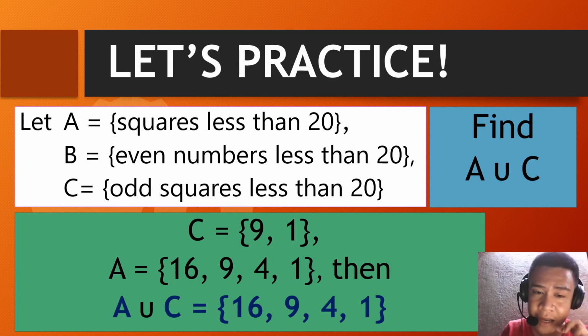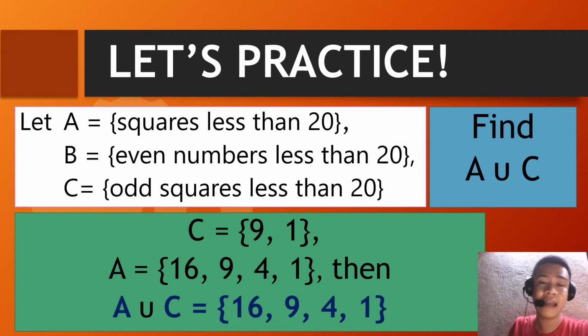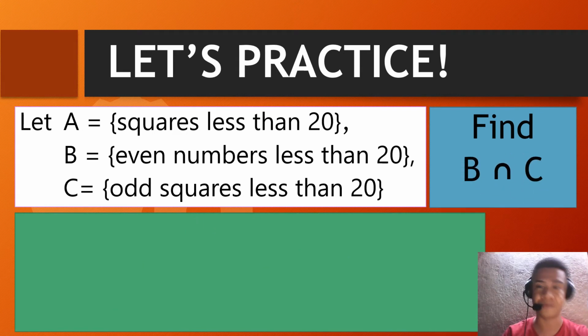We have 16 and 9. Isang ulit lang po kasi yung element na 9 na makita sa C at yung element na 9 na makita sa A serves only one status. Iisa lang po sila. We have 16, 9, 4, and 1. Okay, that is A union C.